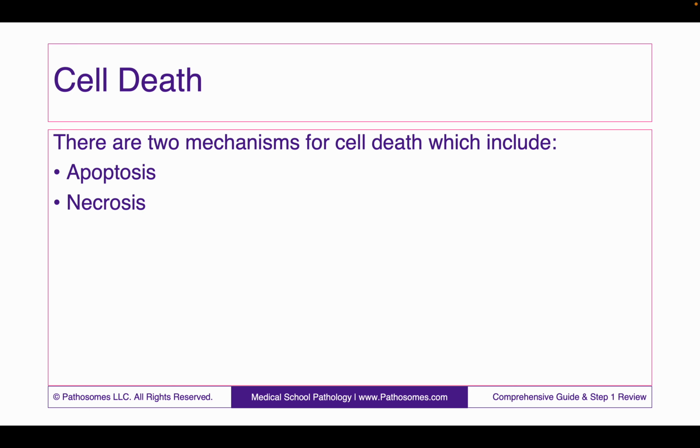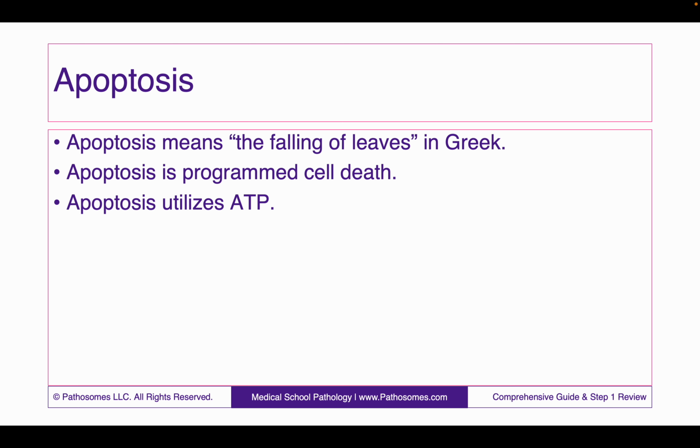Now there are two mechanisms for cell death, and those include apoptosis and necrosis. Both of those mechanisms lead to cell death, but it's important to know how they lead to cell death and the difference between the two. So let's start off with some general terminology. For my philosophers out there, apoptosis means the falling of leaves in Greek. Now, apoptosis is programmed cell death, and apoptosis utilizes ATP.